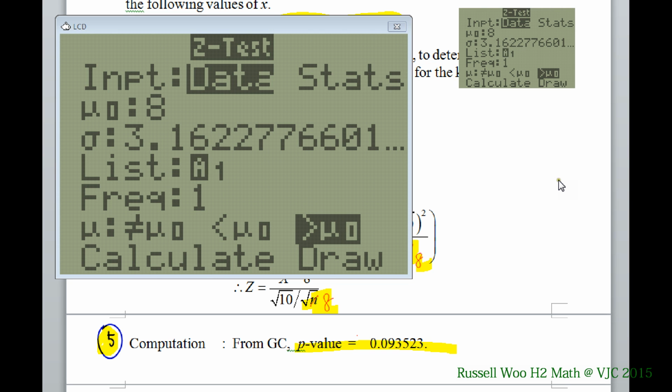Now your list, remember, the list refers to a list of X values. Then the GC helps you calculate the X bar. So leave it as L1, frequency leave it as 1. That means each value there is only one value. Then you want to do a two-tail test and you calculate.